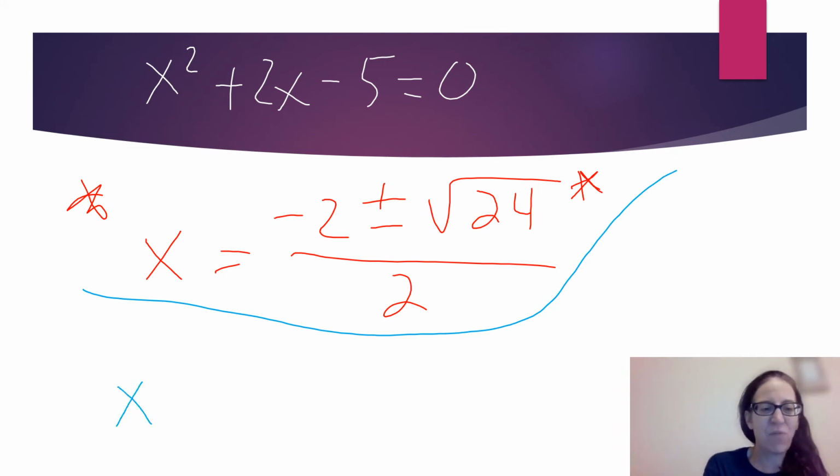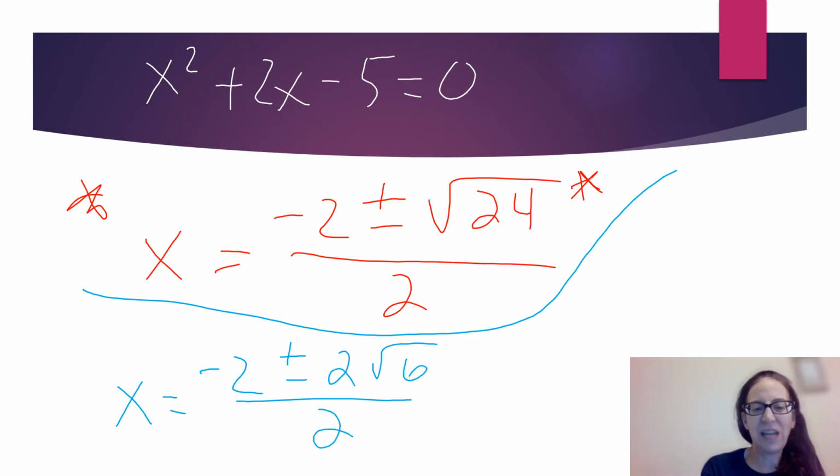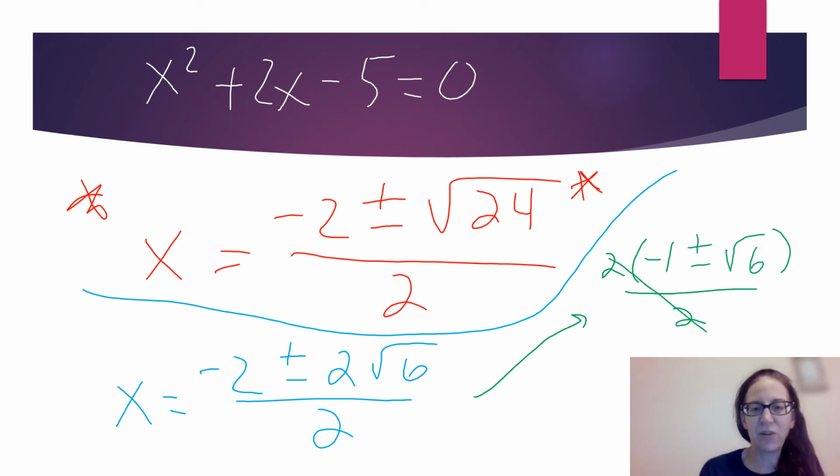And you can see where people might make mistakes. So the square root of 24 actually simplifies into 2 root 6. And then you will see that you've got some common factors of 2 going on here. And so the algebra behind that is you would factor out the 2, and it's going to leave you with that, and then the 2's are going to cancel out. And so your final answer is x is equal to -1 plus or minus the square root of 6.